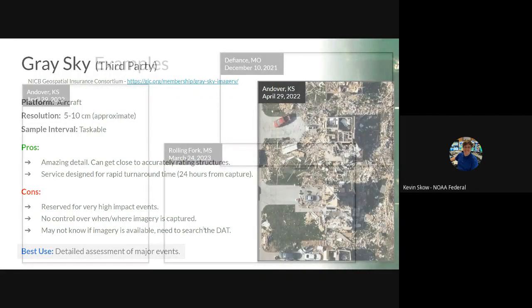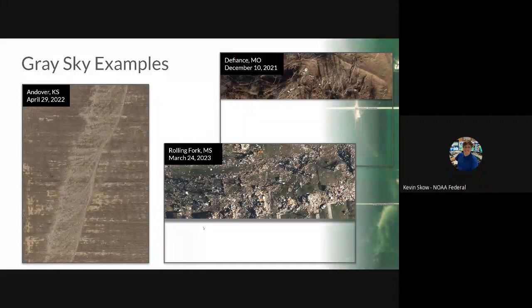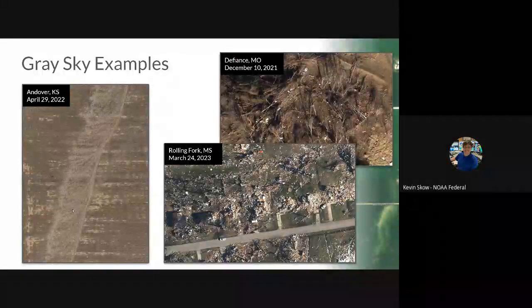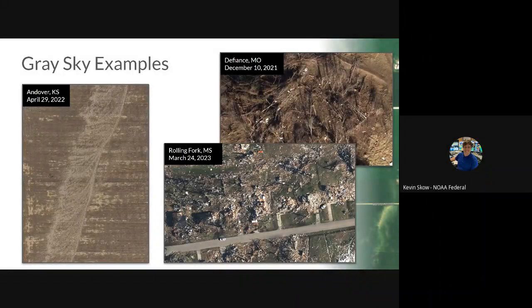And these are just some examples of the imagery that's been captured over the last couple of years, like the Andover, Kansas tornado. You can actually see individual corn stalk patterns here in the swirl marks in the field, and incredible detail on these tree fall patterns in Missouri and structural damage down in Mississippi from back in March of this year. So the imagery is out there. It's just a matter of, is it available?